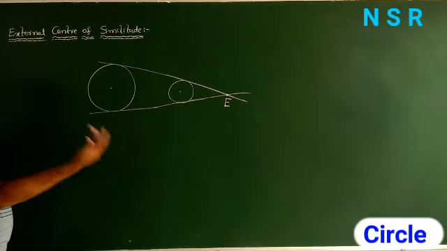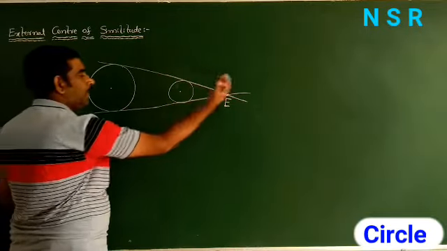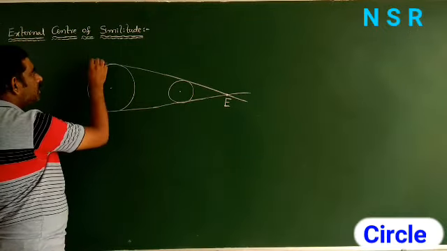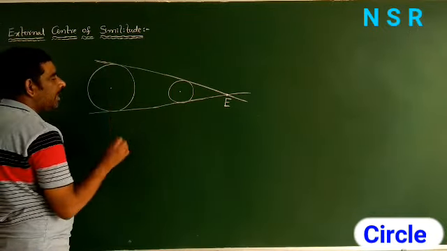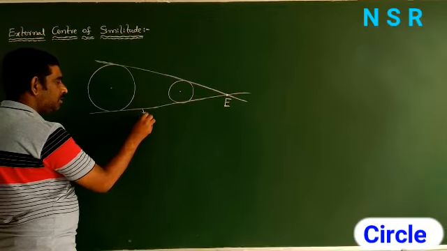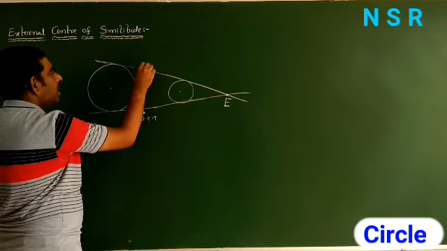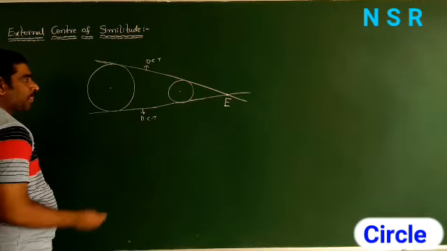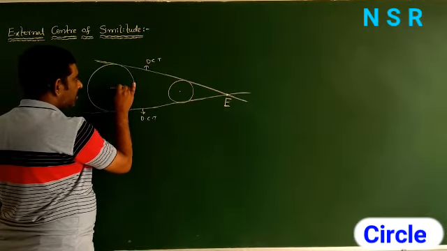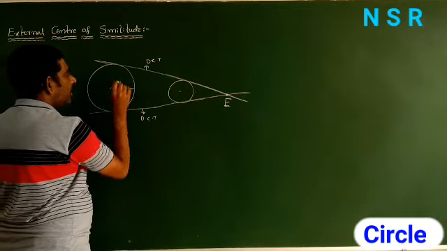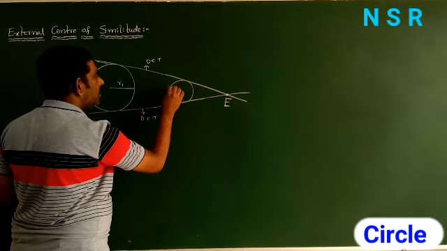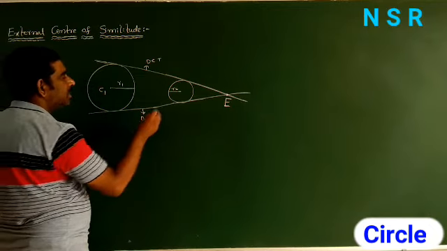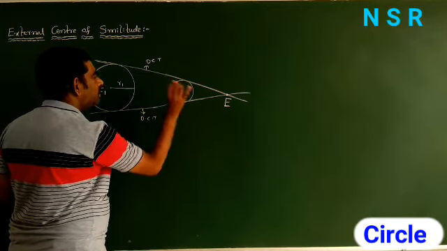So the external center is formed from the circles. How is it formed? It is the intersection point of direct common tangents. This is one direct common tangent and this is also a direct common tangent. The radius of this circle is R1 and the radius of this circle is R2. The center of this circle is C1 and the center of this circle is C2.